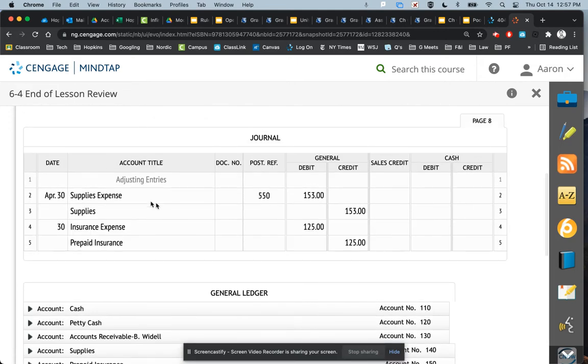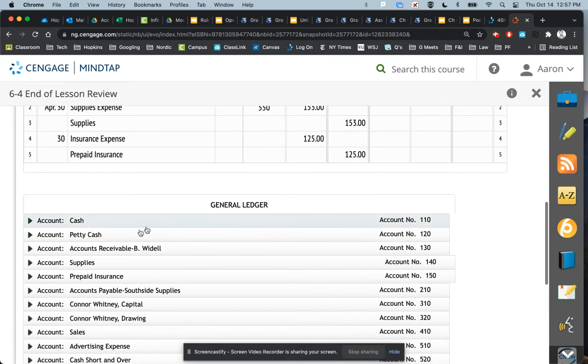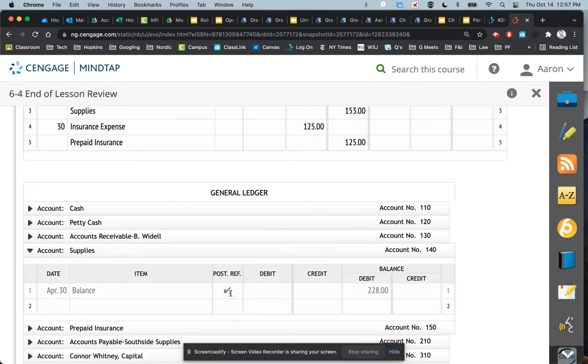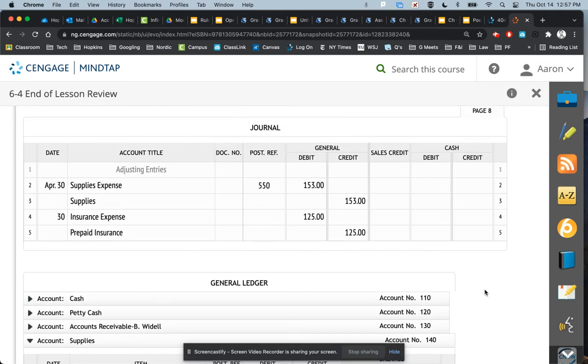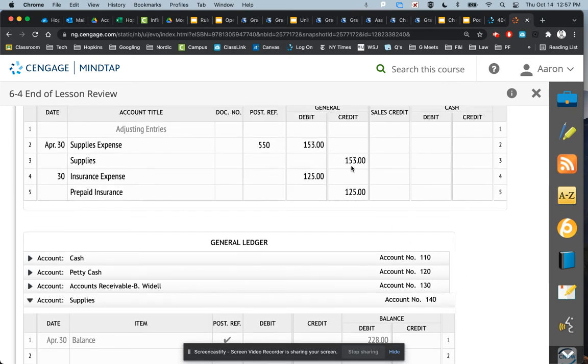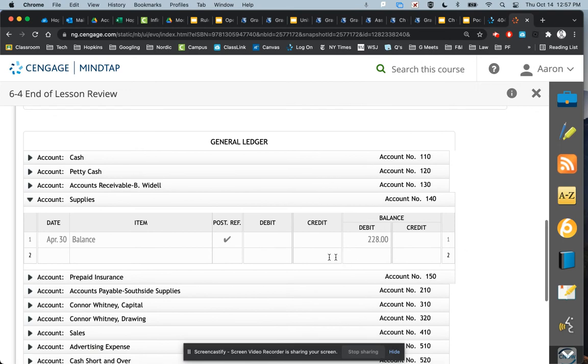Next step, we'll do our credit to supplies. So if we go down to supplies, we'll see that we already had an April 30th balance that was posted previously for 228. That should match what was on our worksheet for the original trial balance of 228. However, we have a credit here that we need to record for 153, and that was also on April 30. So we don't need to type in April again because we already have an April there. That was a credit for 153.